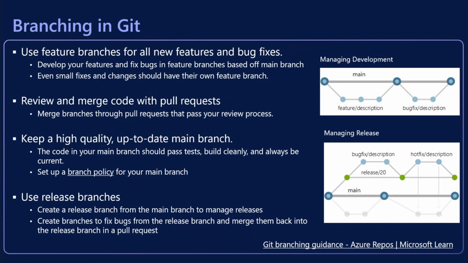When developing new features or fixing bugs, always create a feature branch based off the main branch. This approach ensures that even small fixes and changes are isolated in their own feature branches, promoting better organization and traceability. You can see in this picture the main branch and then a separate feature branch, or a separate branch for a bug fix.